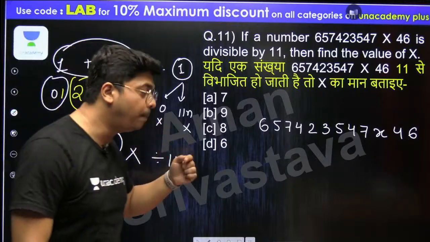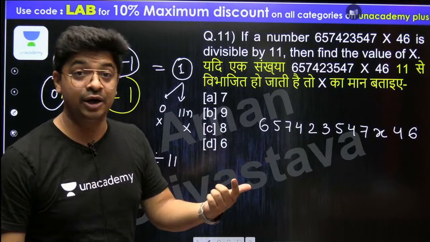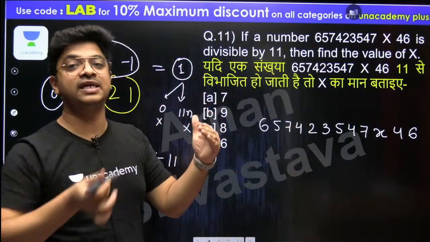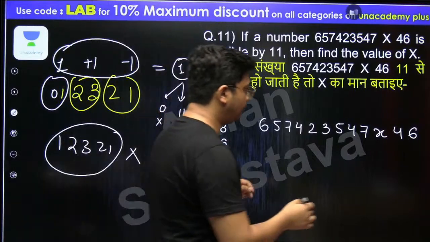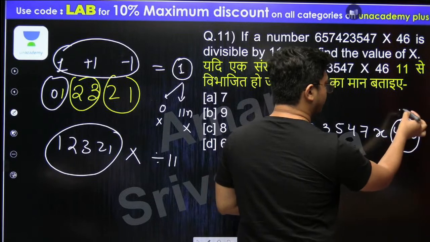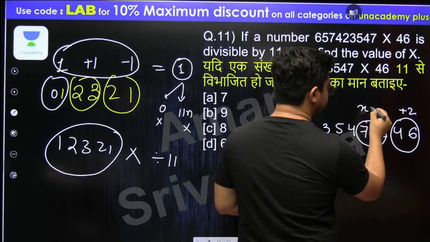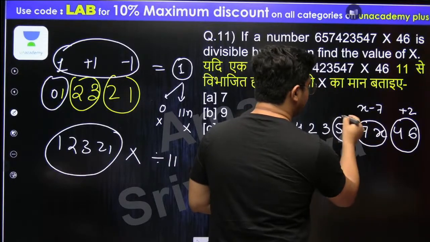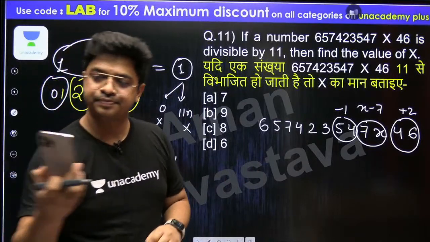What I'll do is group this in pairs, and then subtract the left digit from the right digit. So let me circle this up. Right minus left: 6 minus 4 is 2. This is x minus 7, and then this is equal to minus 1.